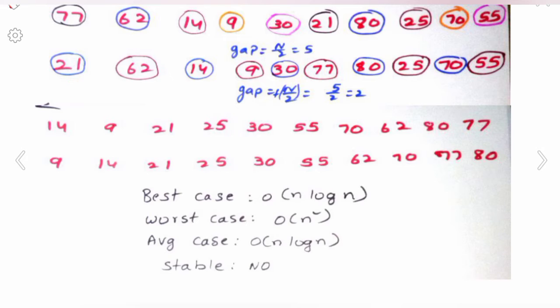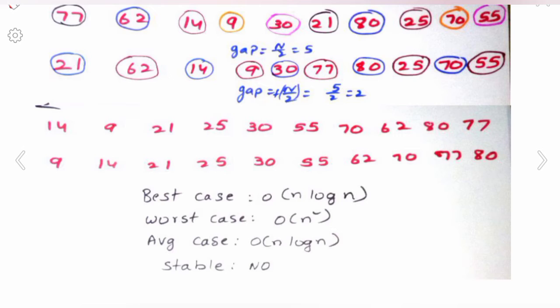Similarly, for the 62, what is the gap? 62 is marked with a blue mark. 1, 2, 3, 4 and 5. So 62 and 80, these two are in the correct position only, so we will leave it. Next coming to the 14, what is the gap here? 5. 1, 2, 3, 4 and 5. So 14 and 25, these two are also in the correct position, that is in ascending order only.